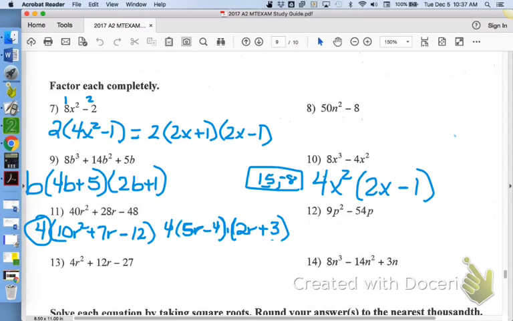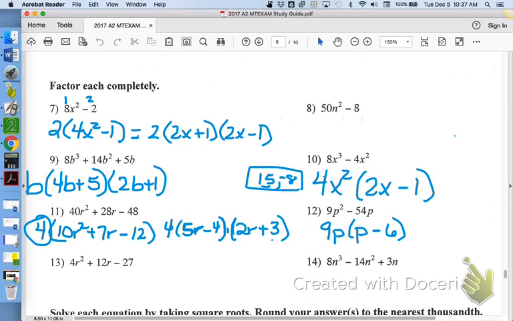Next one, it looks like I can take out a 9p. I'm going to be left with p minus 6. Do an inspection. Is it the difference between two perfect squares? NO spells no. So you're done. You're done with that one.